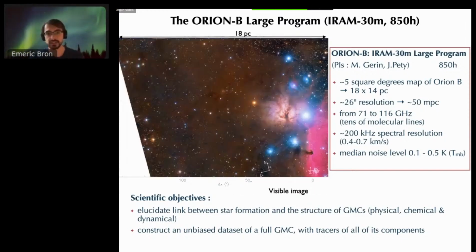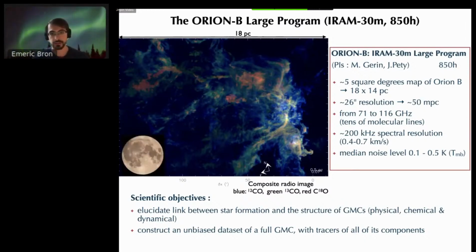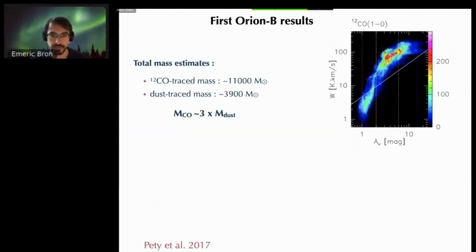You can see here the interest of observing in the radio domain. Here is a visible image, and this is the image formed from the isotopologues of CO. It reveals all of the internal skeleton of the molecular cloud. And to get an idea of the size of this field, I show here the size of a full moon. So it's a very large field.